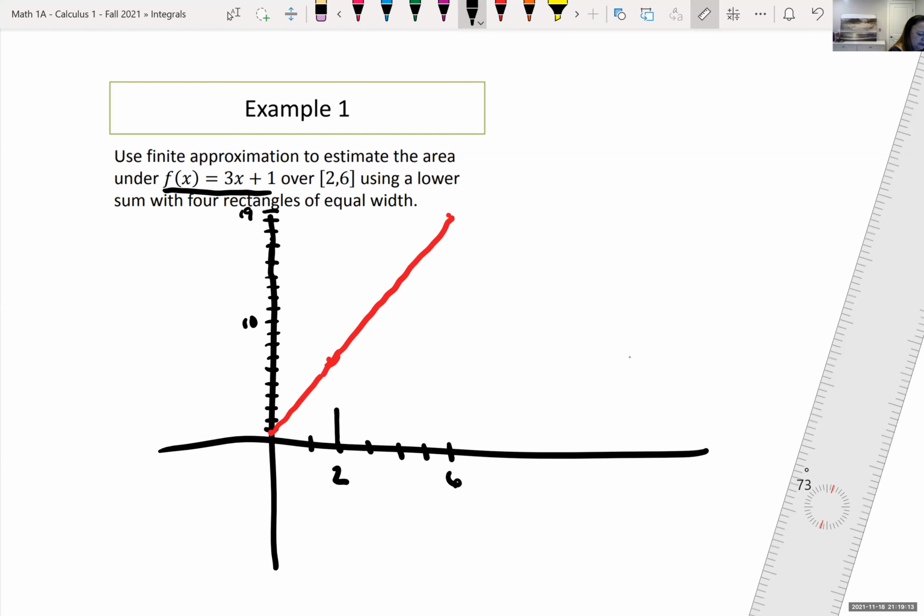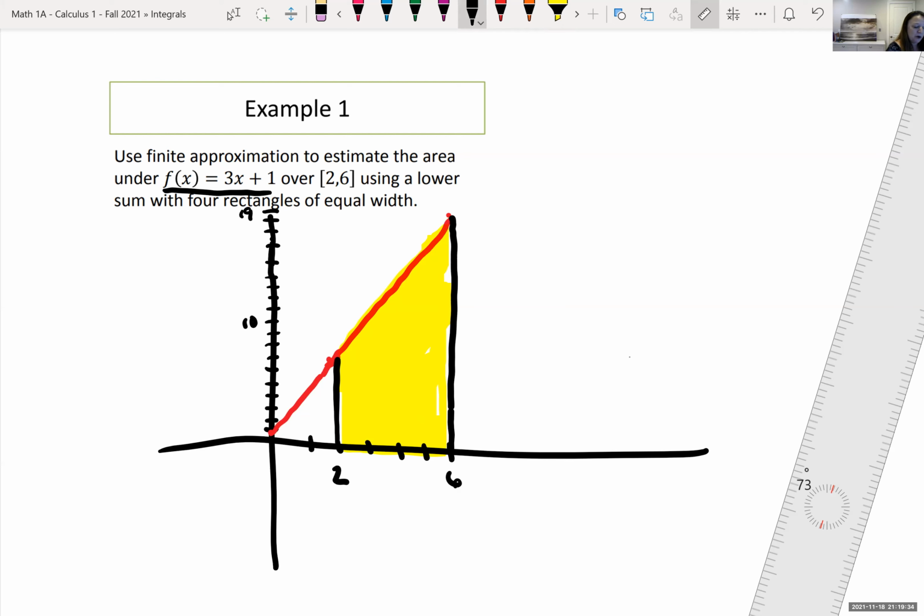We're starting here at 2. We're going to 6. And we're trying to find this area in here. And it wants 4 different rectangles.